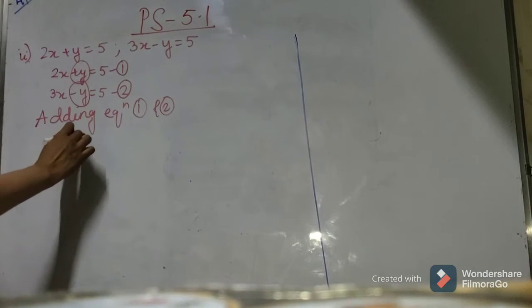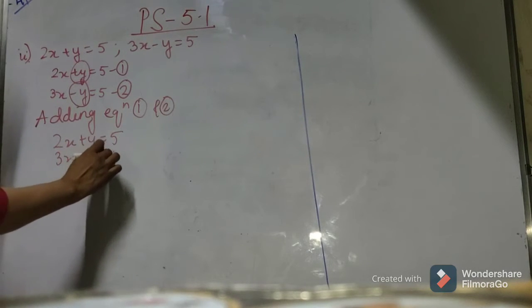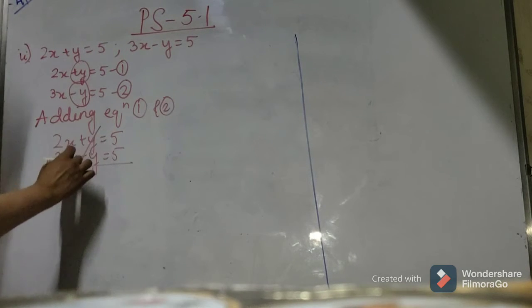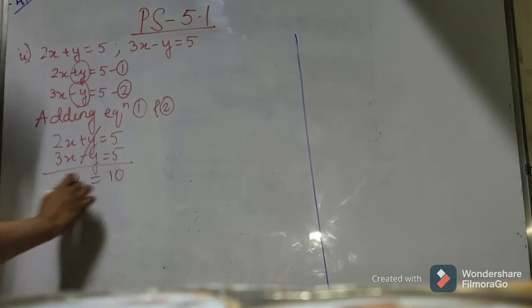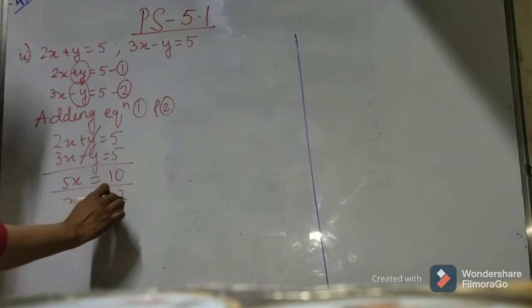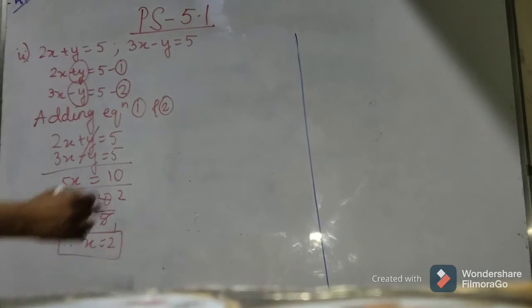So I get 2x plus y is equal to 5 and 3x minus y is equal to 5. So 2x plus 3x is 5x, y gets cancelled, 5 plus 5 is 10. So x will be 10 upon 5. 5 ones are 5, 5 twos are 10, so I got my x variable as 2. I am putting it in the box.